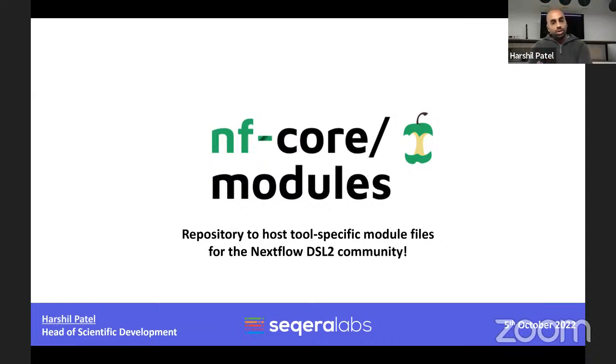Nextflow, for those of you that don't know, initially started with a DSL1 syntax. This was the way that you write these workflows. It was quite monolithic in that you had to write everything in one big main script. So if you wanted to write a complex pipeline and reuse components within the pipeline, you had to physically copy the code in different places.